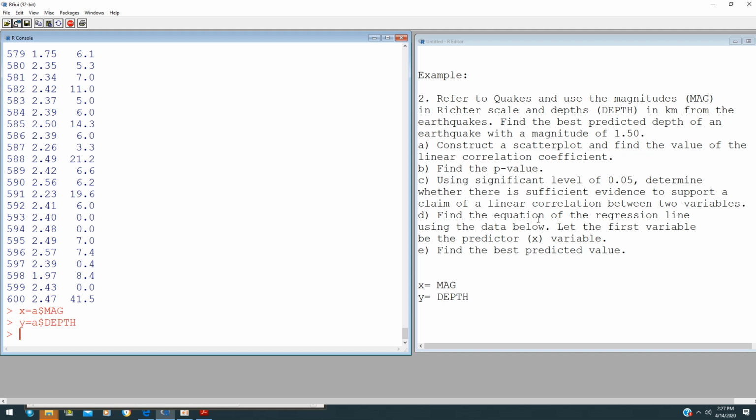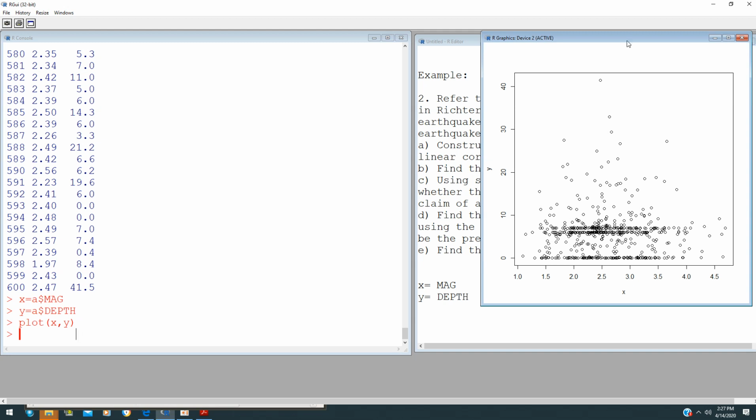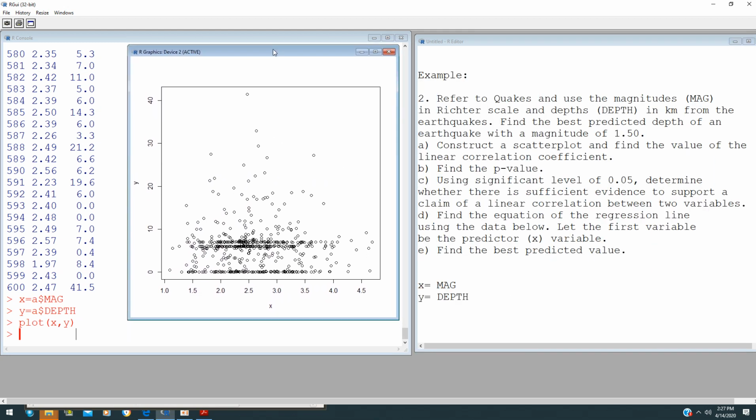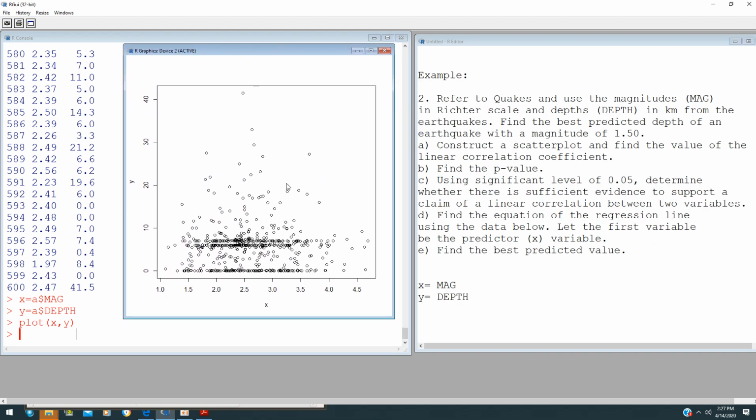So in order for us to plot this scatter plot, you just do plot x comma y. So this is how you plot your scatter plot. You just do plot x comma y. So this is the scatter plot that we will have. What I usually do here, because this is your test, if I call you to do this in the test, you just copy here and then paste it here. In order for you to find this, you just copy and paste it into your test.